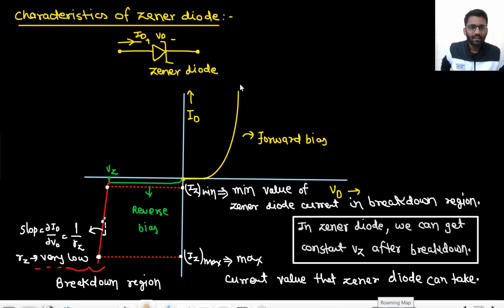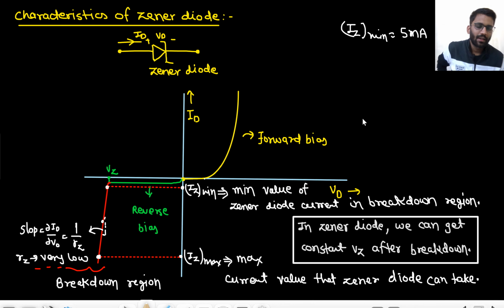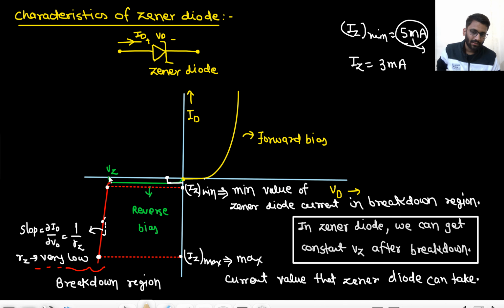Let's assume I am saying the IZ minimum for the diode is 5 milliampere. And I am saying my diode is in the breakdown region and the current I am getting is 3 milliampere. That means I am lying. My diode is not in the breakdown region. If it is in breakdown, the minimum current that has to flow through the diode is 5 milliampere. So if this is 5 milliampere, this is 3 milliampere, so the point is somewhere here. This is not the breakdown region. This is not VZ. This is much lesser than VZ.